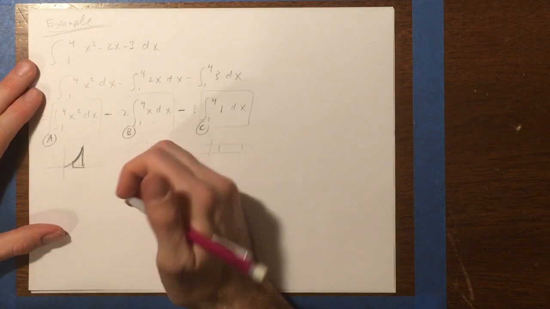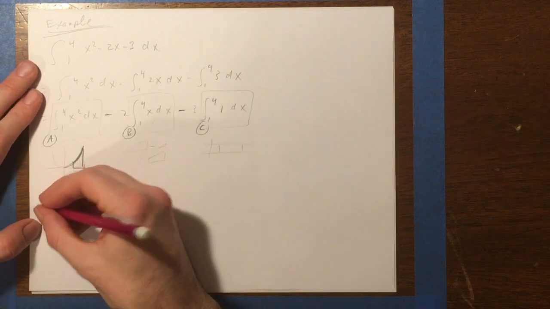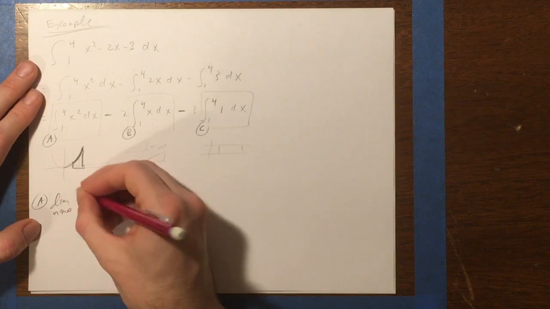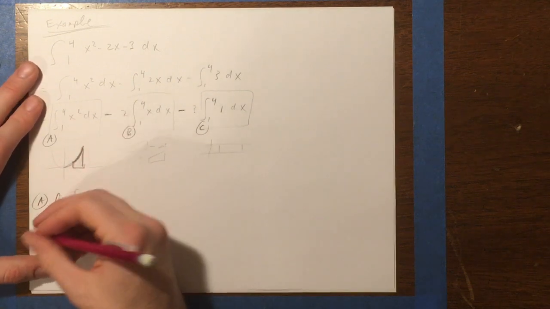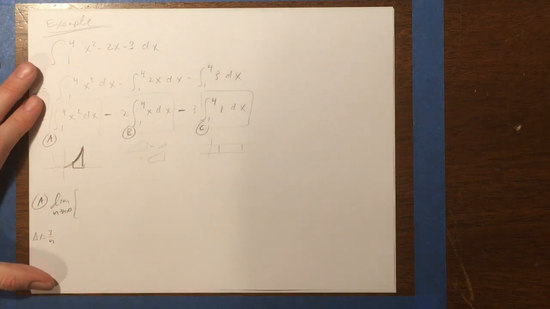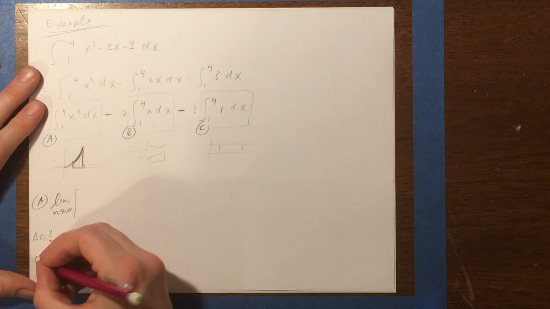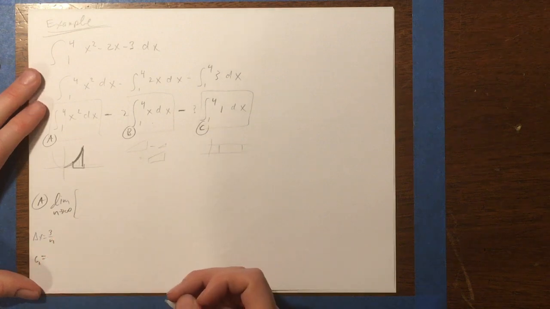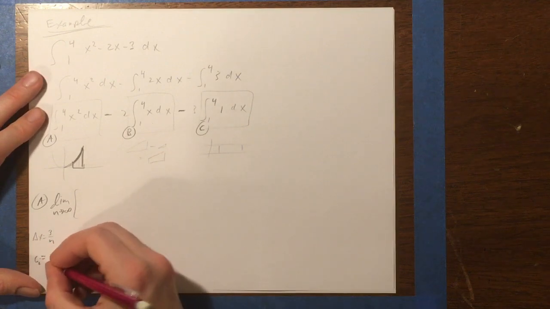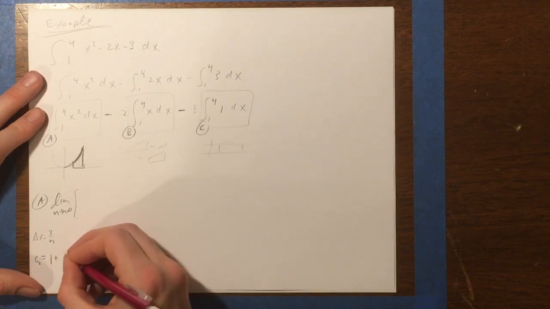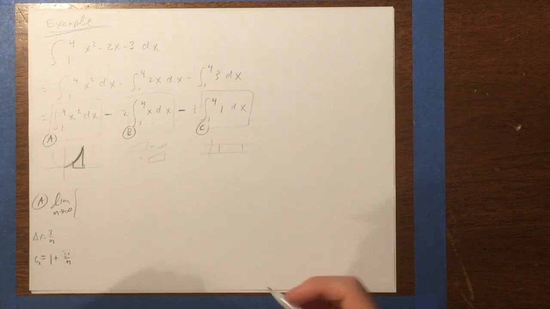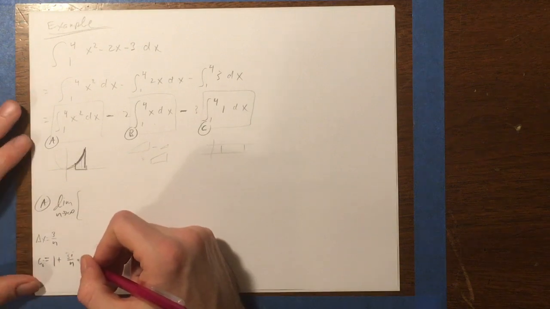So let's do A. For A, we're going to do a limit as n goes to infinity. Let's see, our delta x, by the way, is going to be 4 minus 1 over n, so that's 3 over n. And then our c_i, our right-hand endpoint, our sample point, is going to be 1 plus 3i over n. So that's the a plus i delta x formula that gives us the right endpoints. So I'm going to use that for my sample points.